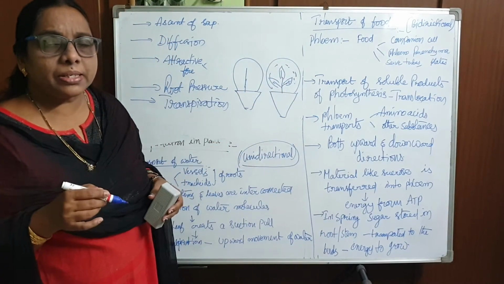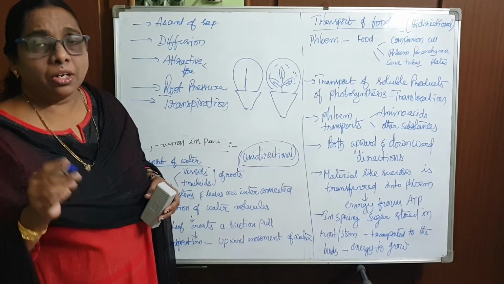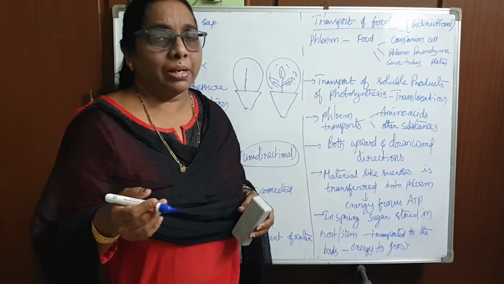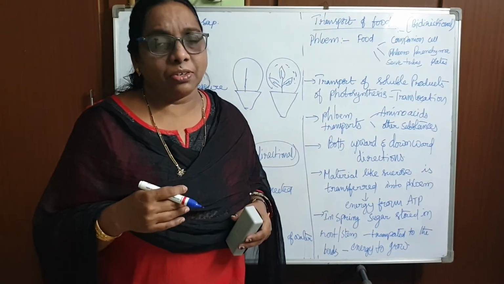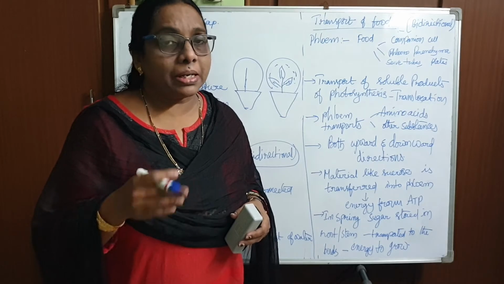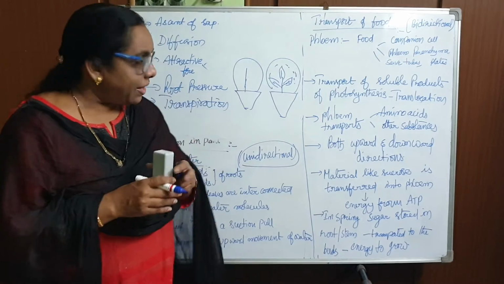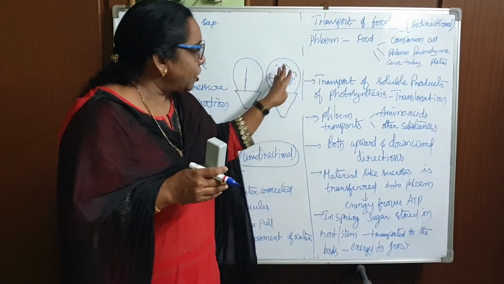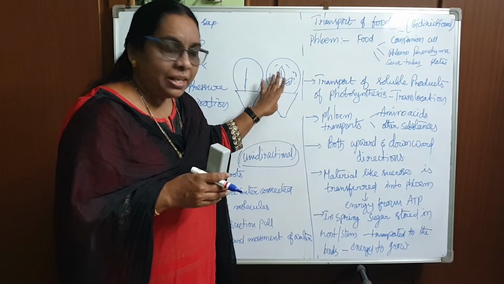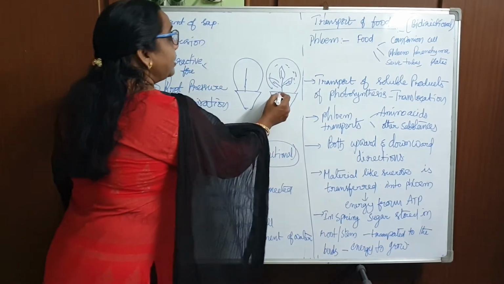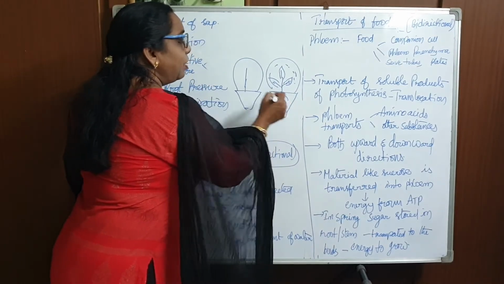So what makes it? Evaporation of water through the tiny pores called stomata. The water comes out. As a result, that particular process is called transpiration. Whenever the water goes out, the water content here becomes less, while under the soil the water content is more.